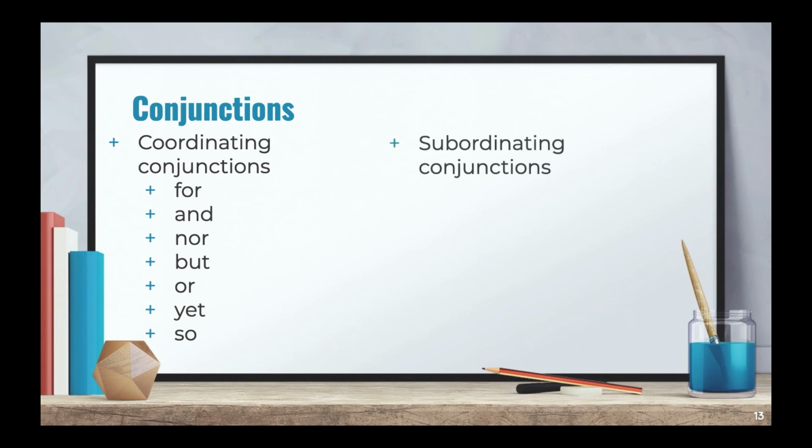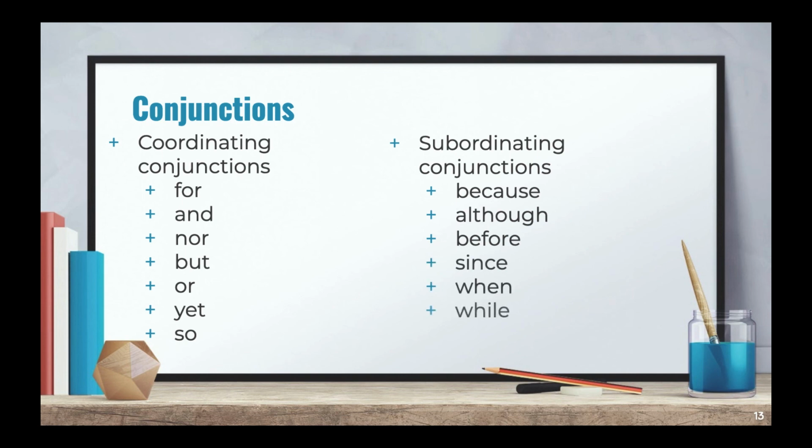The second type of conjunctions are subordinating conjunctions. When we connect clauses using subordinating conjunctions, we are giving one clause more importance than the other. The less important clause is called a subordinate clause. Two or more clauses combined with subordinating conjunctions are called a complex sentence. Some common subordinating conjunctions are because, although, before, since, when, while, and if.